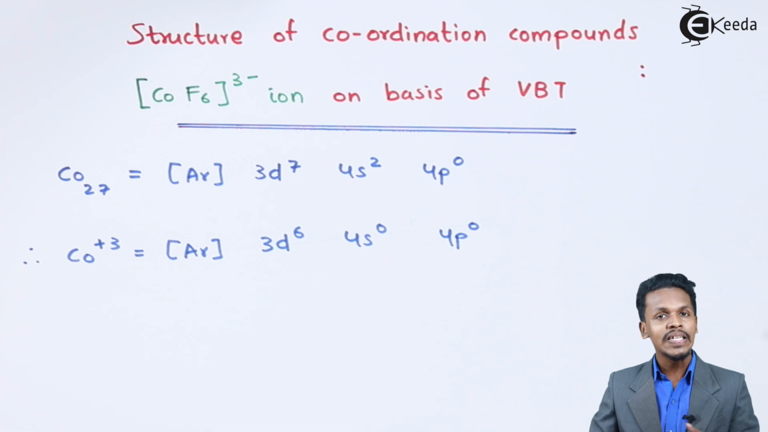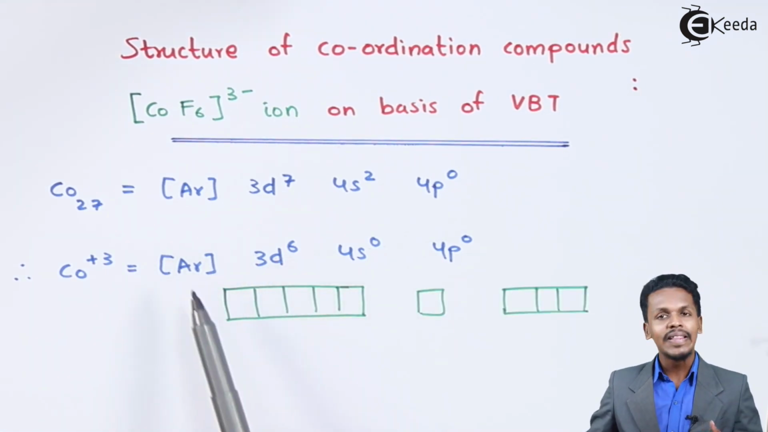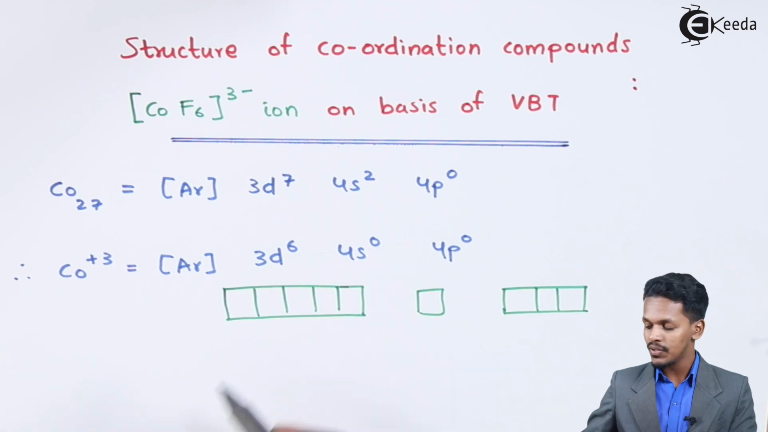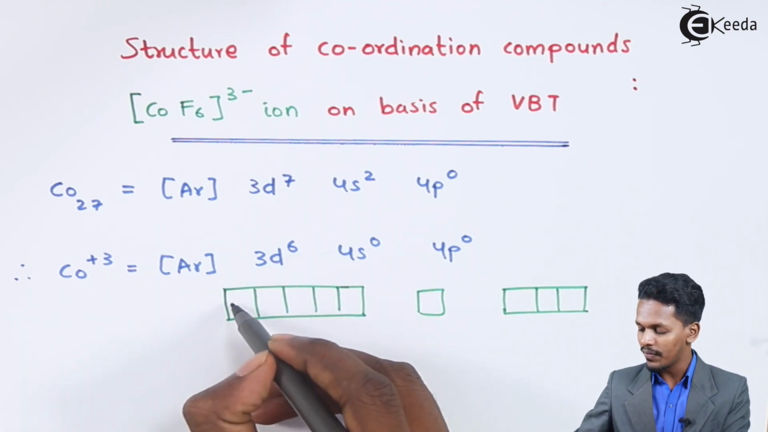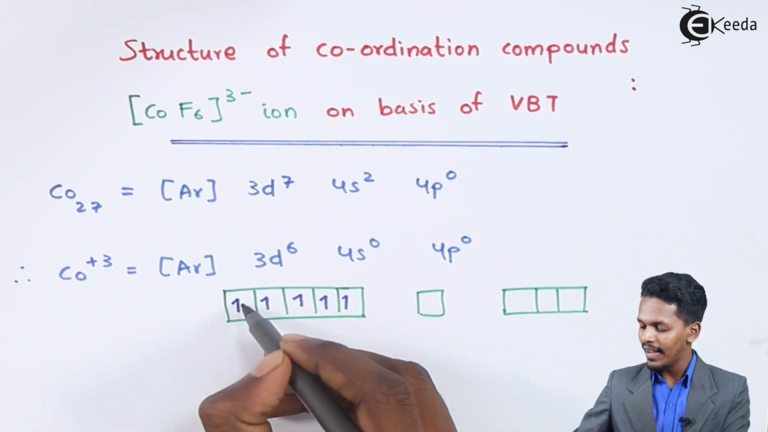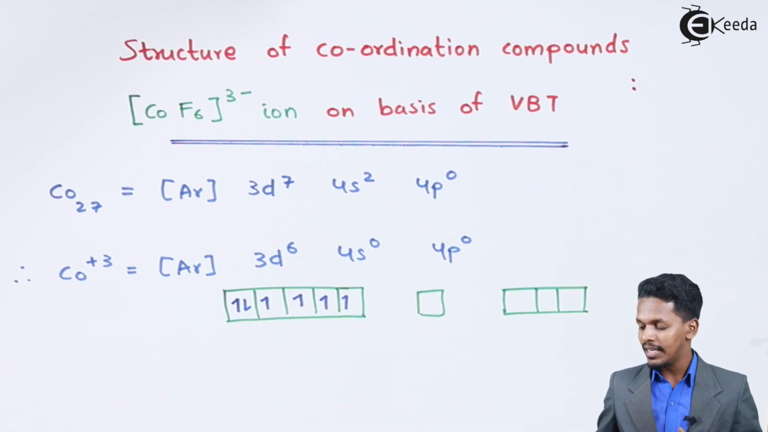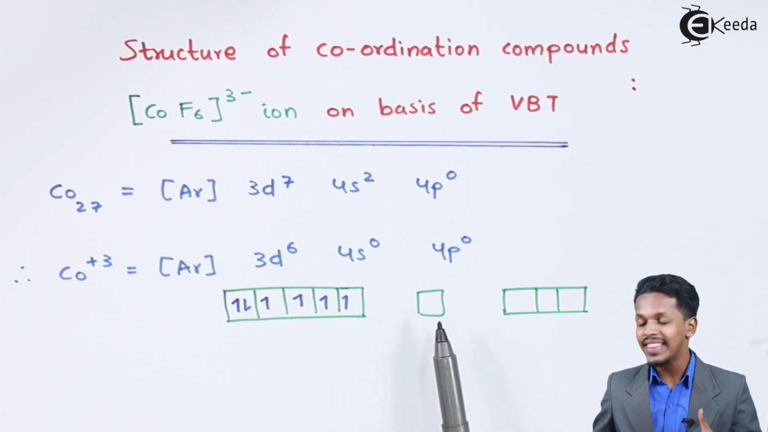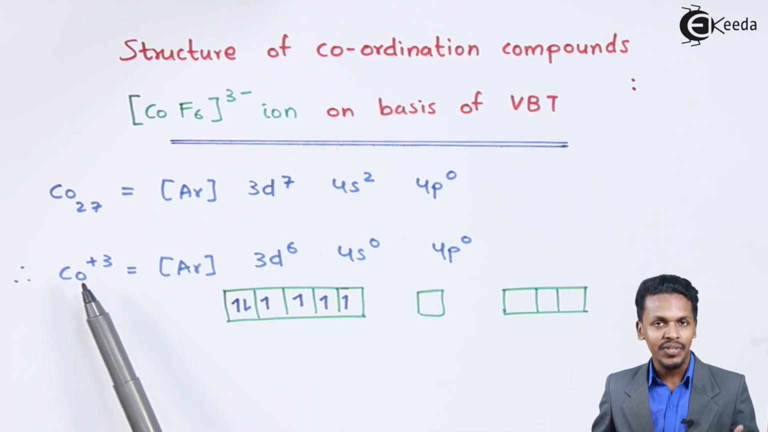So we could represent the orbitals over here. Friends, we have to fill the number of electrons, so let us fill them. We have 6 electrons in the d orbital, so we fill 1 2 3 4 5 and 6. This is how we have filled the electrons, but we have to be concerned with the empty orbitals of the cobalt 3 plus ion.